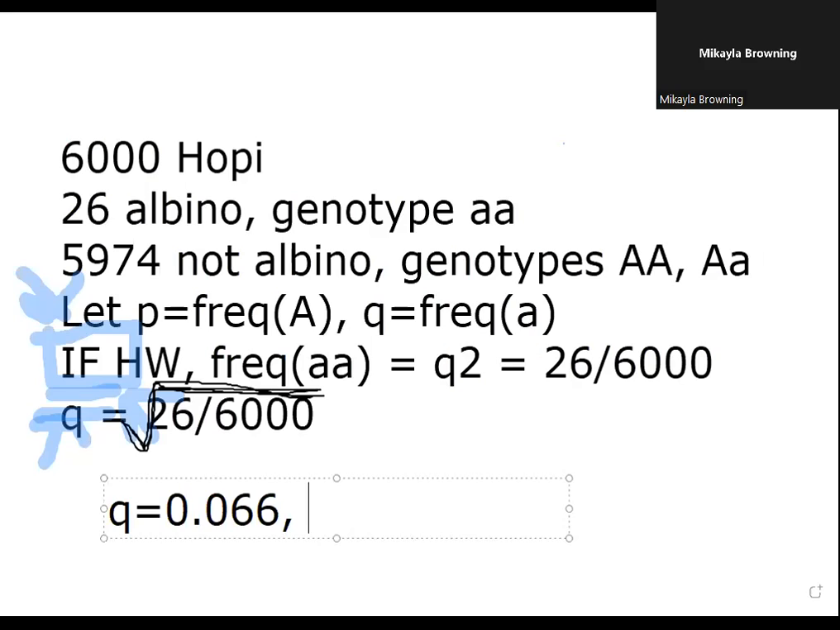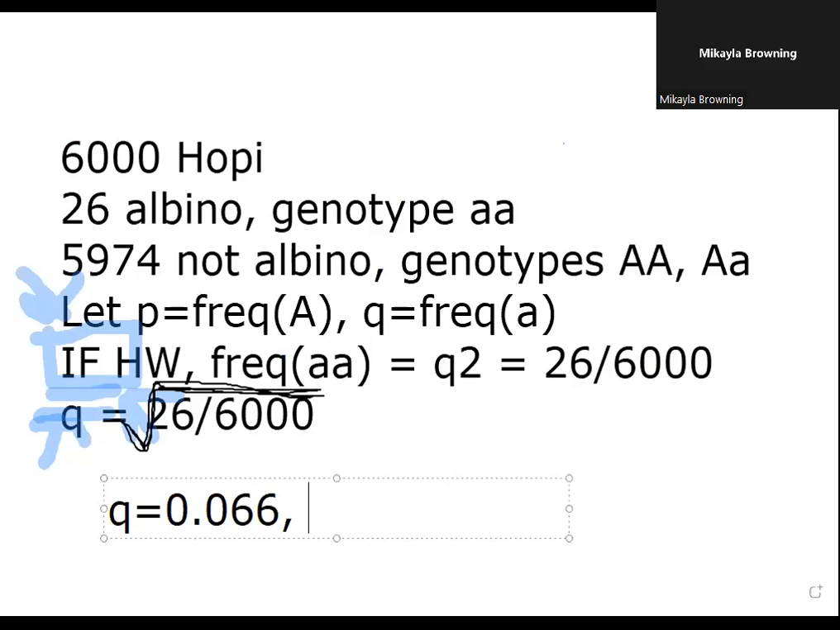You could do it the agonizingly painful way, and you could say that the frequency of homozygous dominant and heterozygotes is 5,974 divided by 6,000. And that's also equal to P squared plus 2PQ. And you solve that by substituting 1 minus P for Q. Okay, you substitute and you solve it as a quadratic, but we don't need to do that.